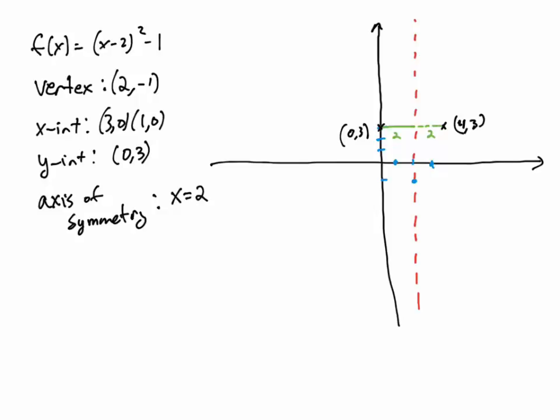So it's useful to find a few more points than just the vertex and the intercepts. So there's 1 point, (4, 3). And then to graph this, we can just make a smooth curve like that.